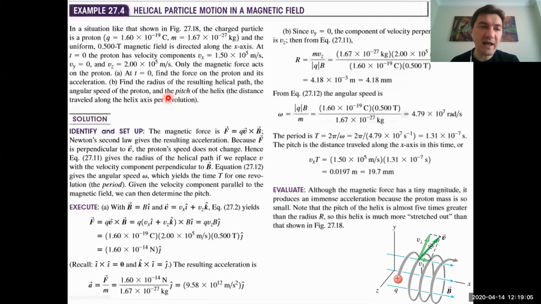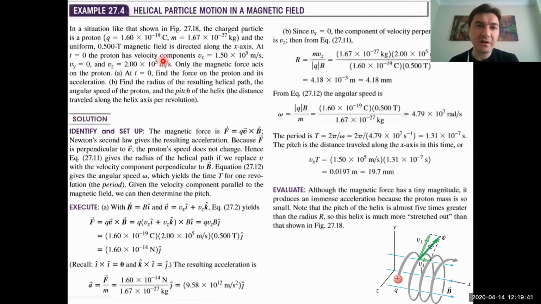The pitch of the helix, the distance traveled along the helix axis per revolution. So here I have one revolution, here I have another revolution, and during each revolution the particle moves along that direction. So the question is the distance traveled along the x-axis in this period time. Then the distance x is given by Vx times period.